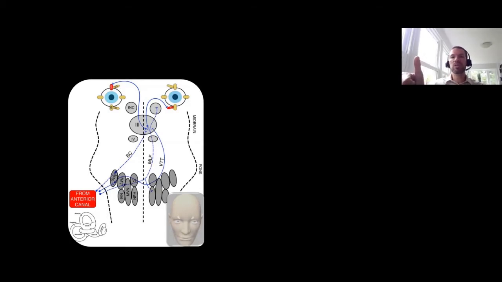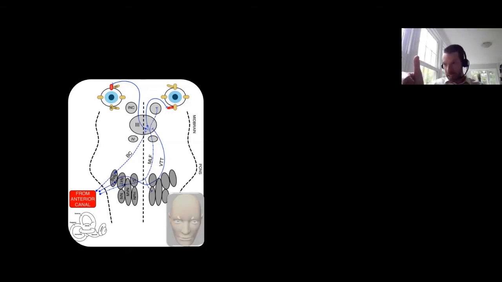So this is responsible, this is firing my horizontal semicircular canals. Now I'm firing my vertical semicircular canals. I'm doing the same thing. This is the vertical vestibulo-ocular reflex. If I move the head down, then my eyes go up to keep my eyes on the target.